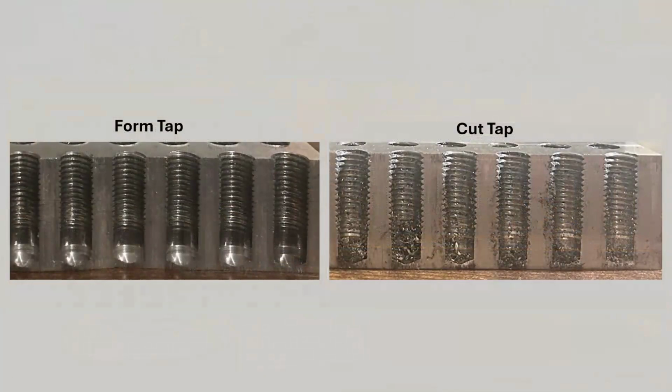As an up-close picture, on the left we have the form tap, which appears to be much cleaner on the inside in comparison to the holes that were cut tapped on the right.